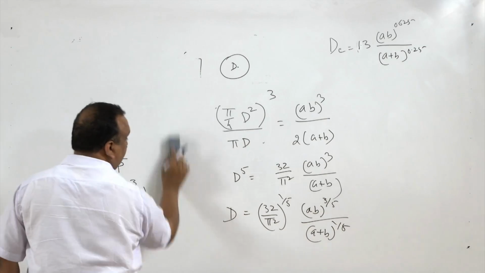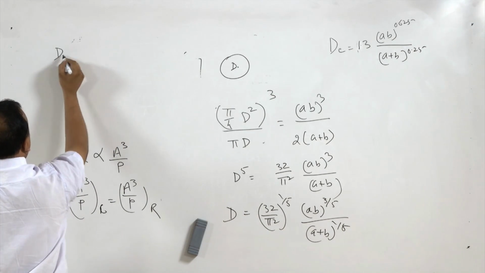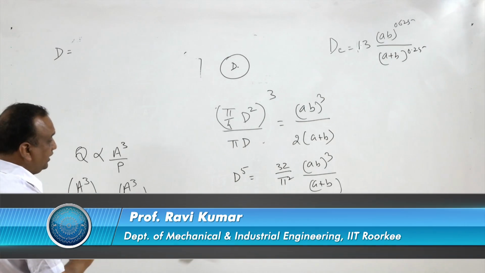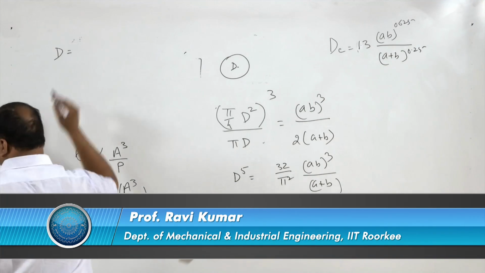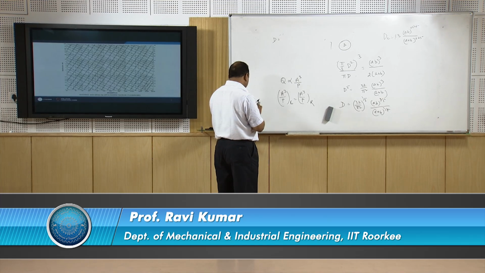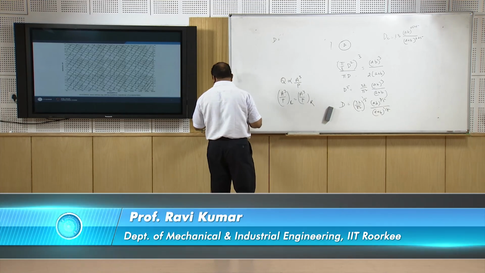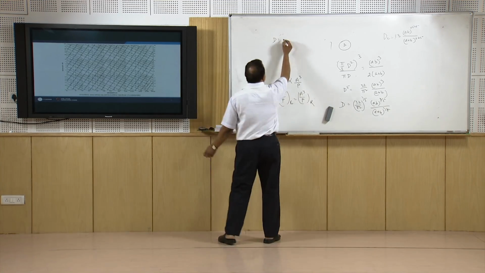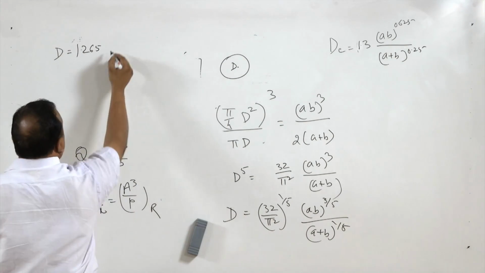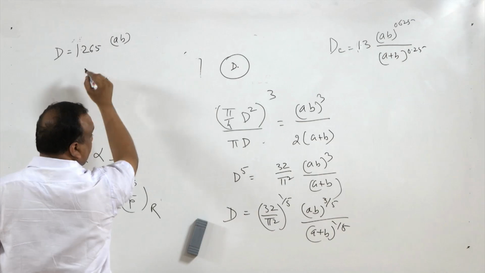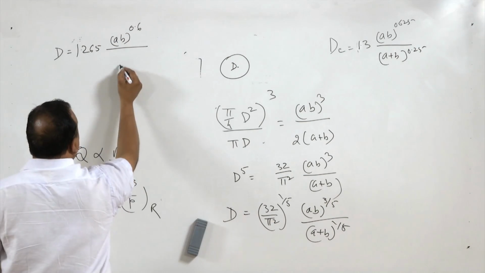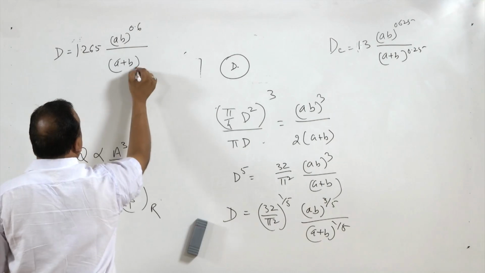Now here, D equivalent is equal to (32 by pi square) raised to power 1 by 5, which is going to be equal to 1.265, AB raised to power 0.6, and A plus B raised to power 0.2.